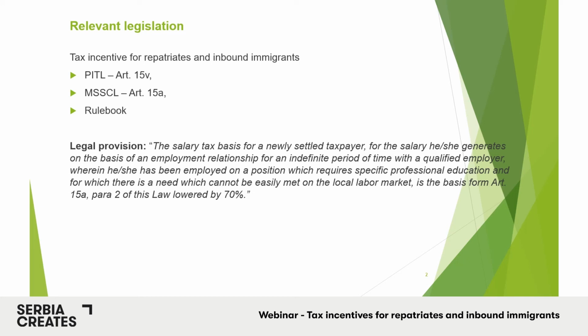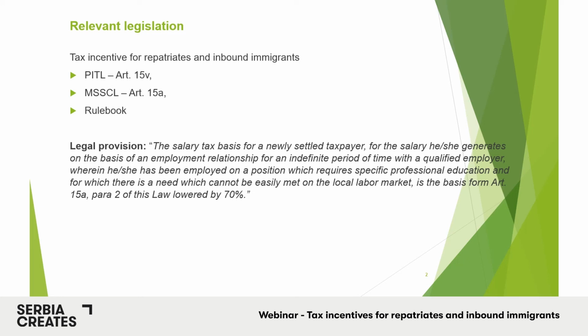And in addition to these legal provisions, there is a rule book, a bylaw which details essentially the mechanics, the administrative mechanics of the incentive. Now let's see what is the legal provision which we are going to deal with.